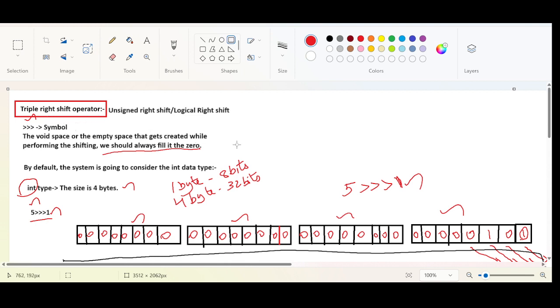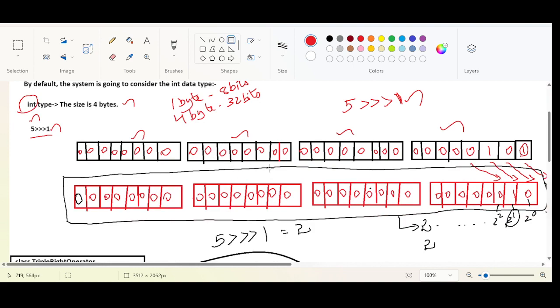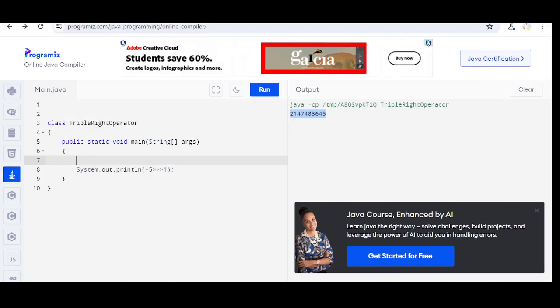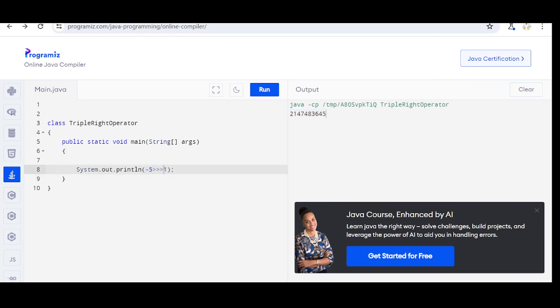But where we are going to use that, I will explain. No worries about that. This is the basic understanding that you must have, to know what is happening internally. If the program is very simple, like -5 triple shift 1, but the value is very huge, you need to understand how this value is getting generated, why it is getting generated, and what the use cases are. I will explain it. There are a lot of problems that we can solve from this.